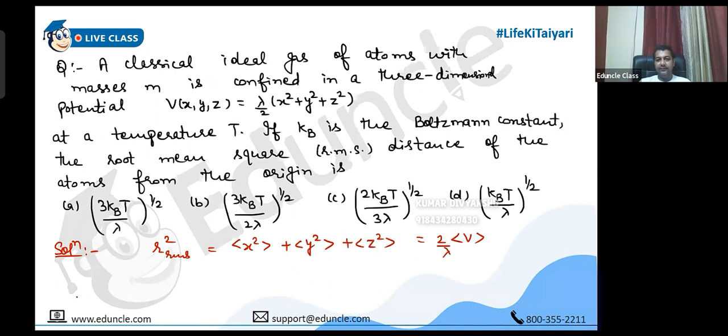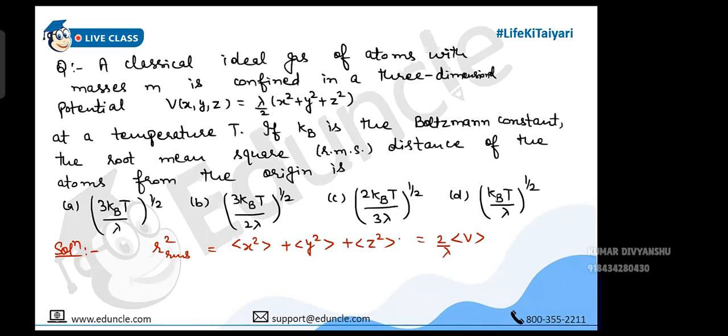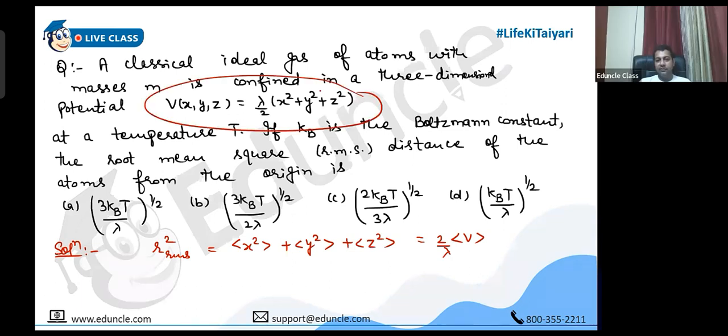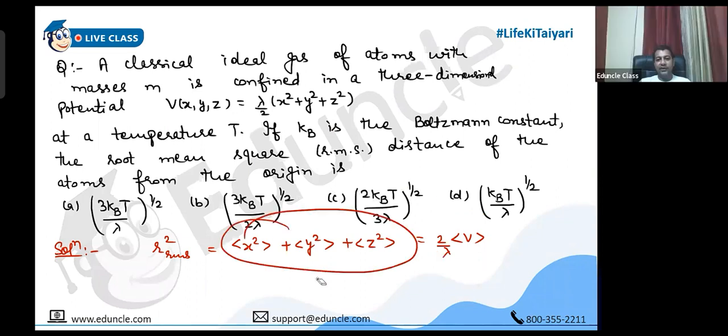Sir, can you please repeat this? Here in this equation, get the value of x square plus y square plus z square. You will get this now. Because on the left hand side you are taking mean, these brackets mean mean. So on the right hand side also there will be mean. But because 2 and lambda are fixed, so only thing we are concerned about is the mean value of V.